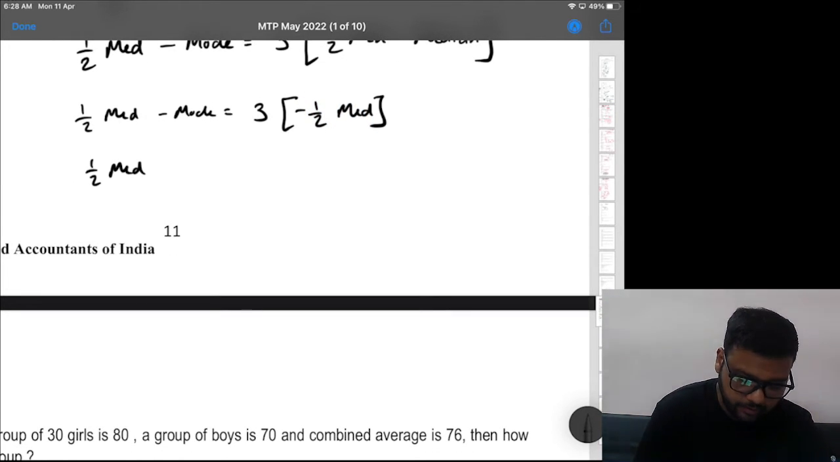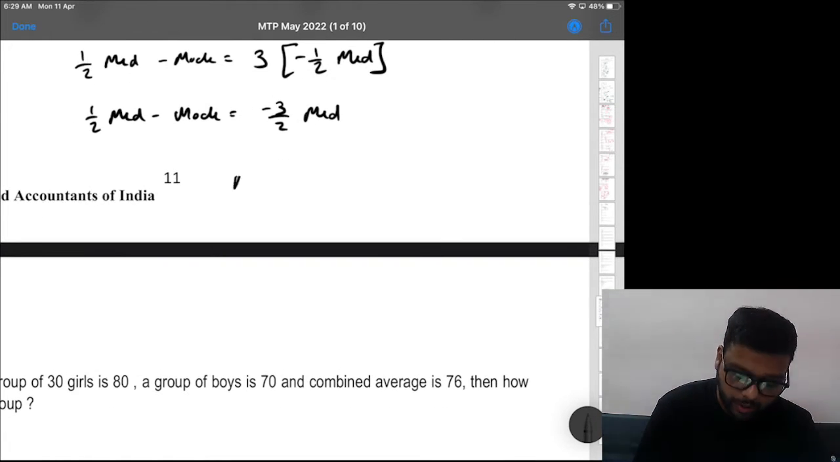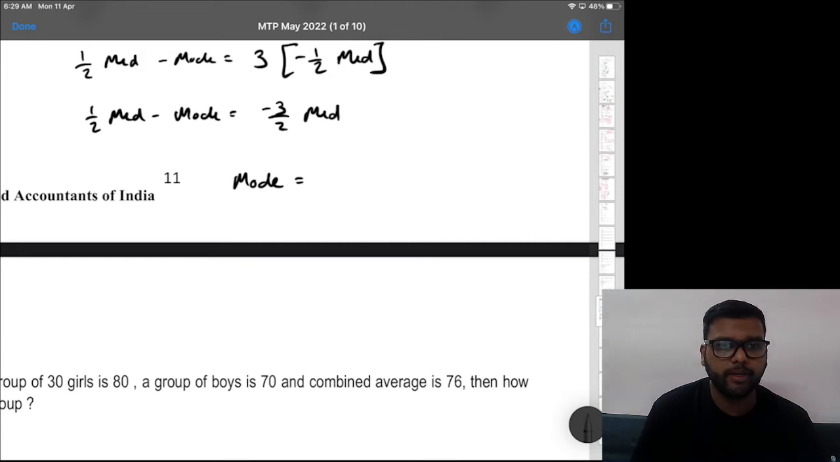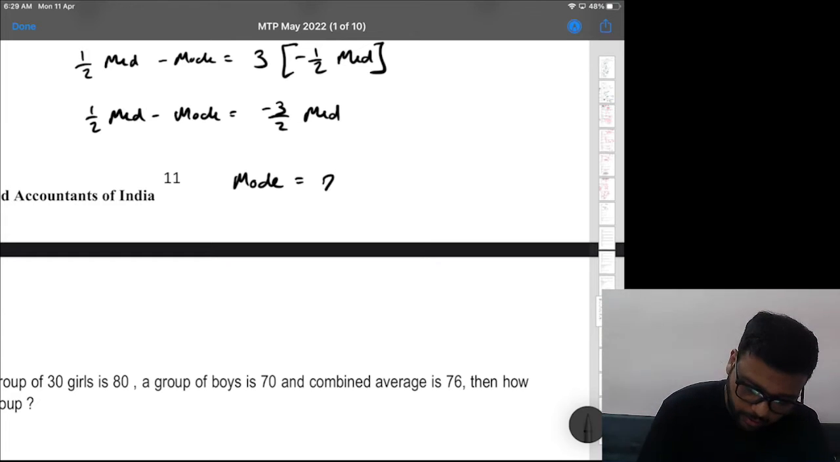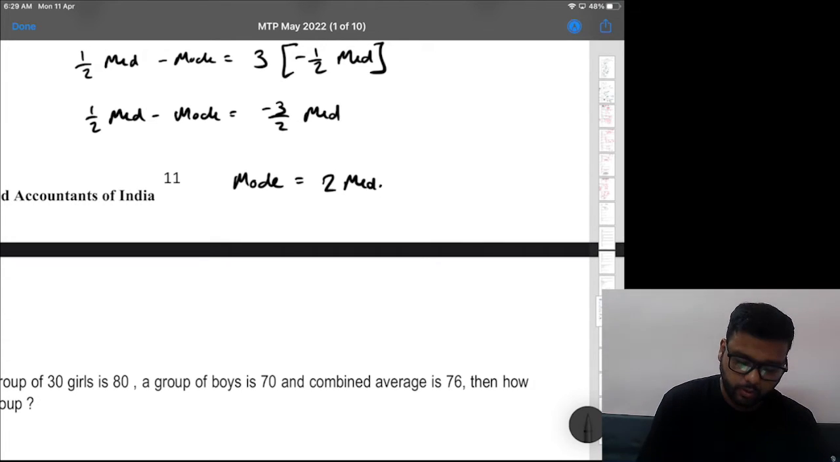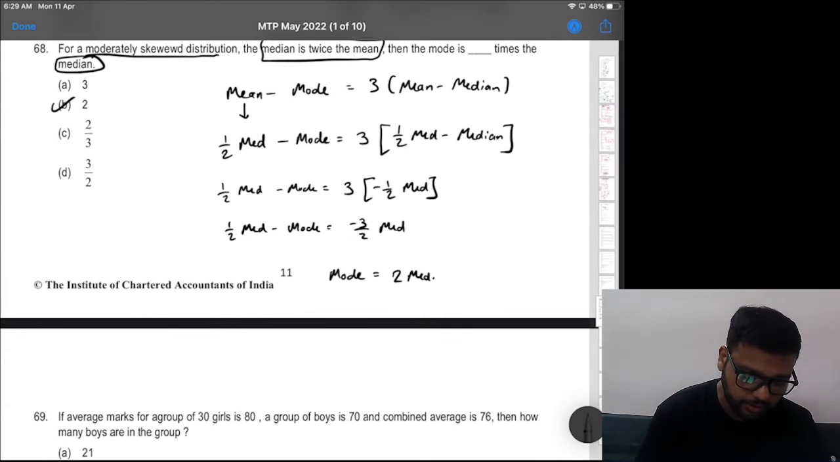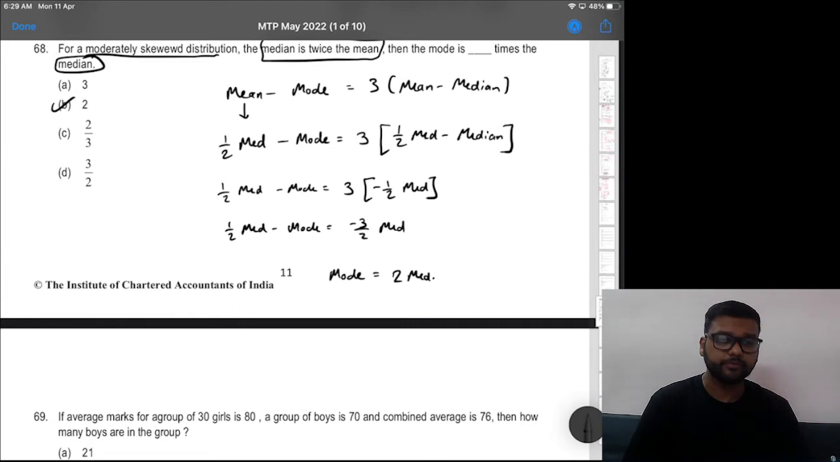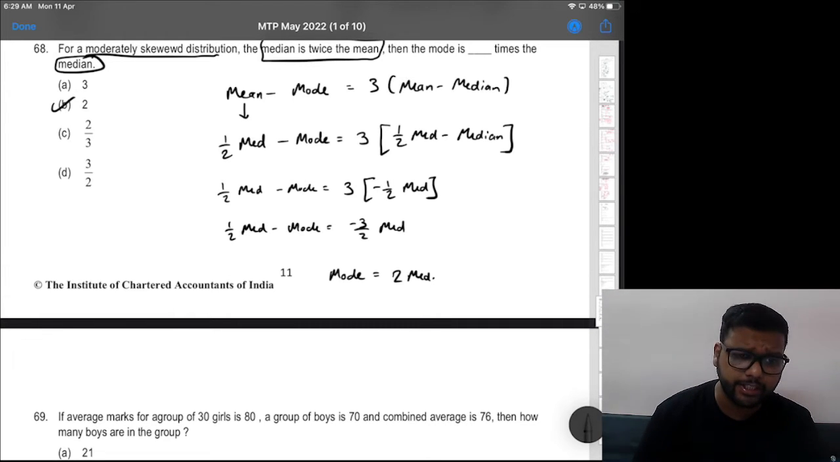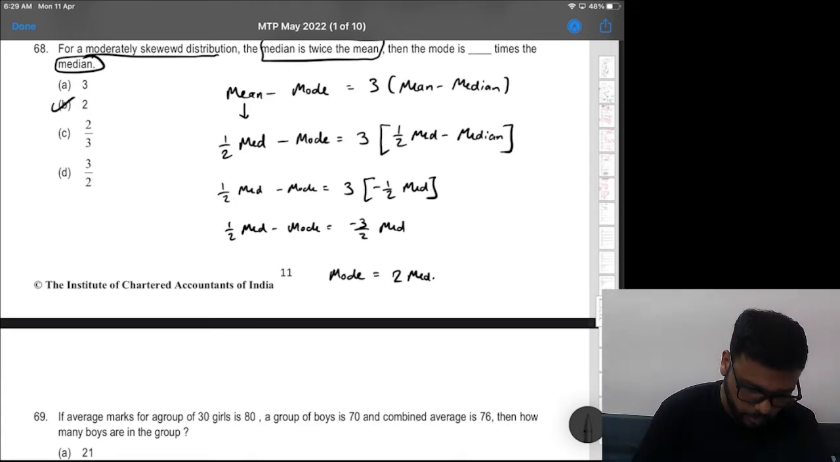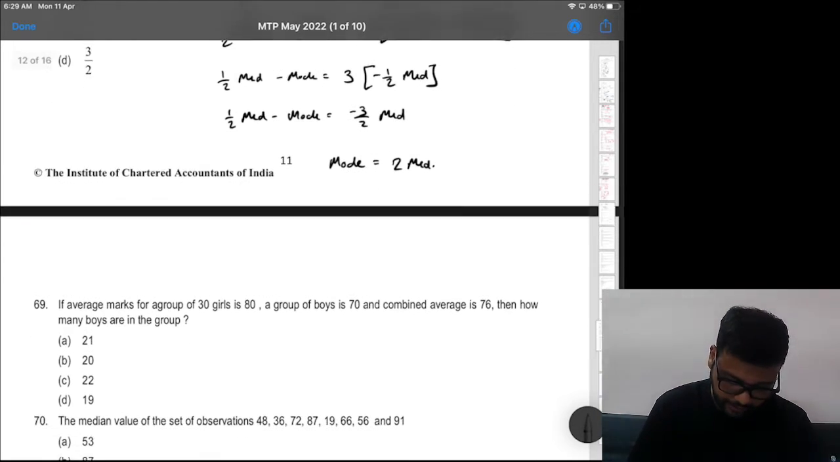Half median minus mode is equal to minus 3 by 2 times median. So if we take mode to the right hand side, mode will be equal to what? Half median plus 3 by 2 median, which is 4 by 2 median, or twice the median. So twice the median is the correct answer, option B for question 68. Okay, this is the empirical relationship of mean, median and mode. Let's go to question 69.